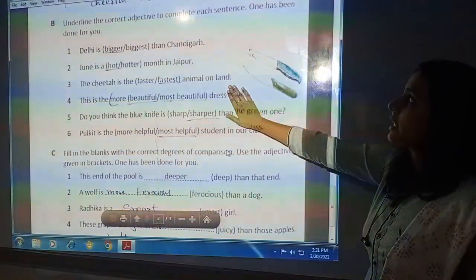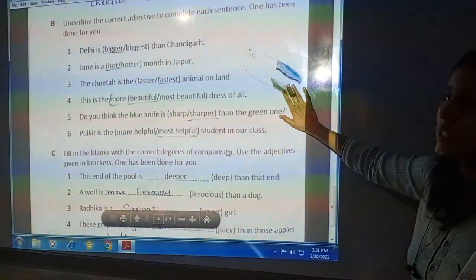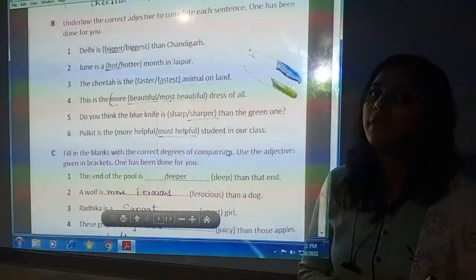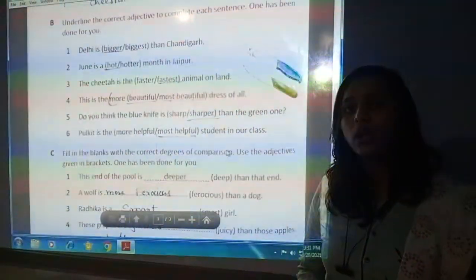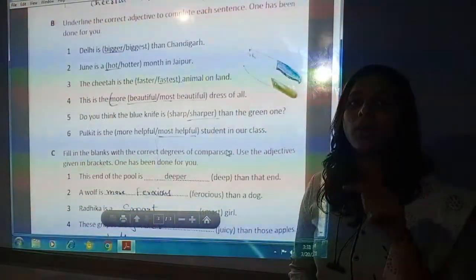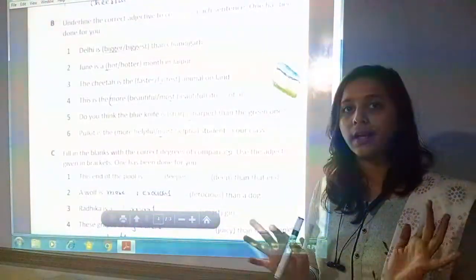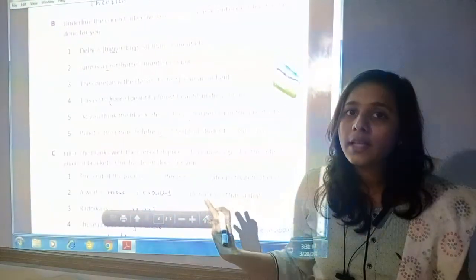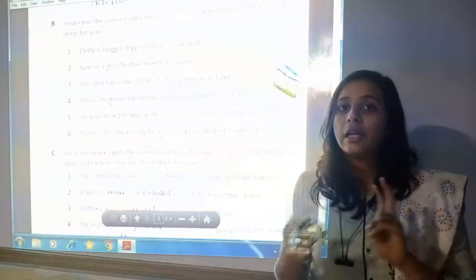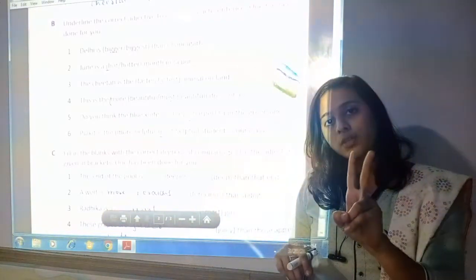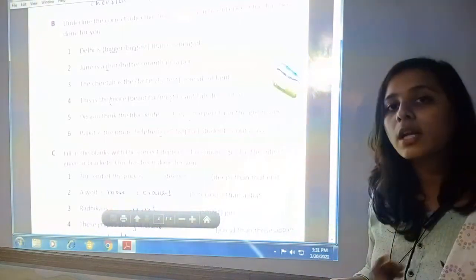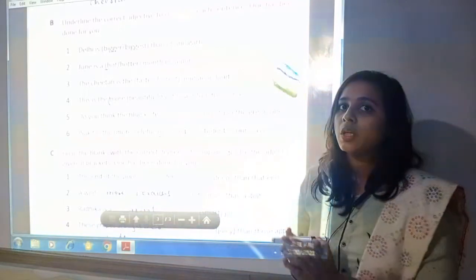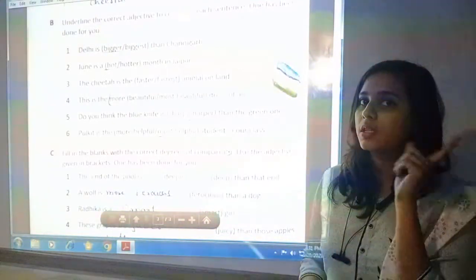Here underline the correct adjective to complete each sentence. 2 options are given to you, and according to the sentence you have to identify which degree has been used, and according to the degree the proper form of adjective you have to underline. Okay? So keep in mind, in positive degree no comparison is made with another noun. In comparative degree 2 nouns will be compared, and in superlative degree 3 or more than 3 nouns will be compared. So if you see only 1 noun is given, that means it is positive degree.